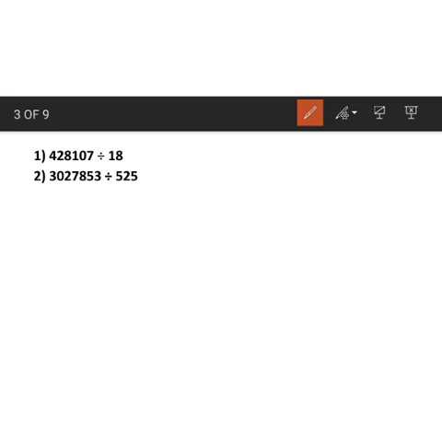Here, the number is 4,28,107 divided by 18. When we are dividing, we begin from the left. So first we will check whether 4 is divisible by 18. It is not possible. So next we will check whether 42 is divisible by 18 or not.